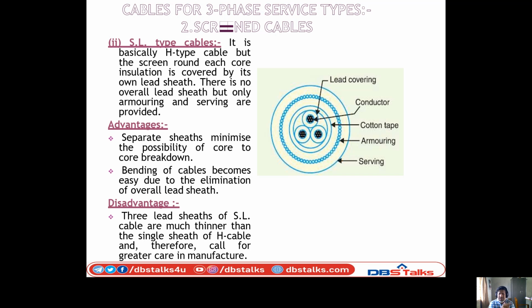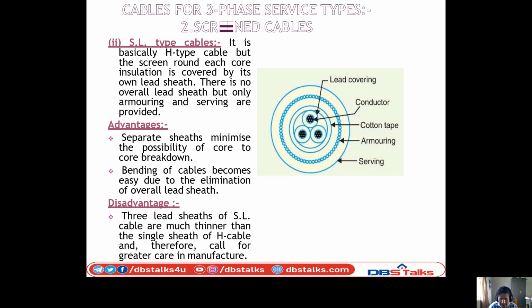Now in H type, around the metallic screen there is no lead sheath, but here each core insulation is covered by its own lead sheath, and only armoring and serving are provided. Here the extra overall lead sheath is not provided. Every conductor has its own lead sheath, such that armoring and serving is provided, right? So operation and all are the same as H type, but here each core has its own lead sheath.